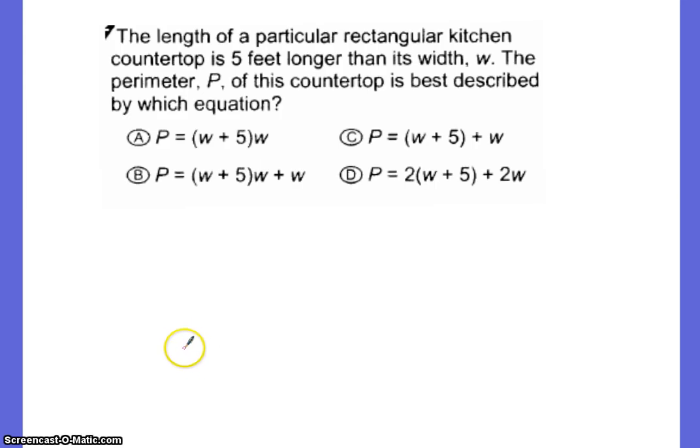Number 2, the length of a particular rectangular kitchen countertop is 5 feet longer than its width, W. The perimeter P of the countertop is best described by which equation? I like to draw a picture. My length is 5 feet longer than its width, W. So my width is W. 5 feet longer means it's W plus 5.